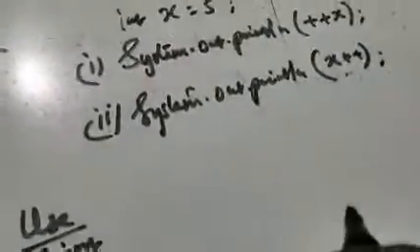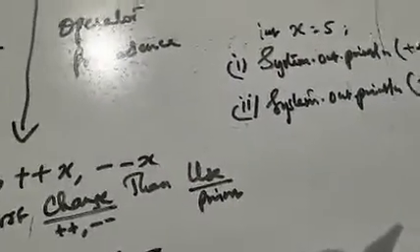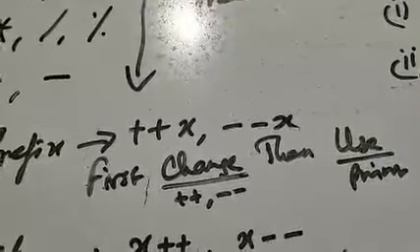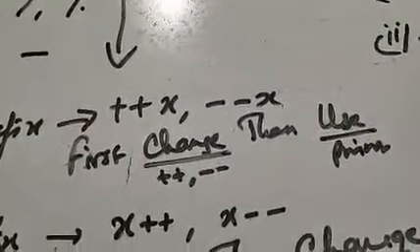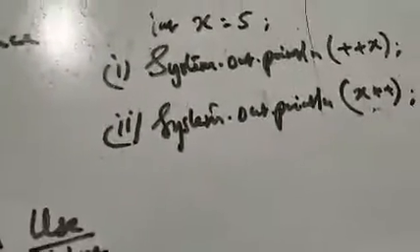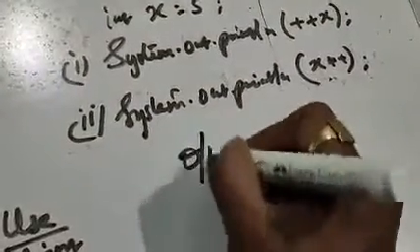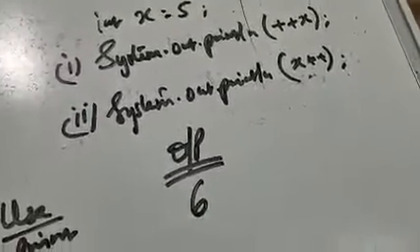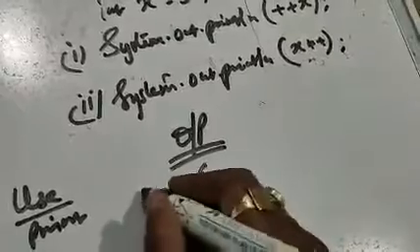In the first case, first it increases by 1. So here it is prefix. Prefix means first change, that is, first increase if it is plus plus, or decrease if it is minus minus. So first increase or decrease by 1 and then print. Looking at the output in the first case, 5 gets increased by 1, it becomes 6, and then 6 is printed. So the output you get is 6 in the first case.